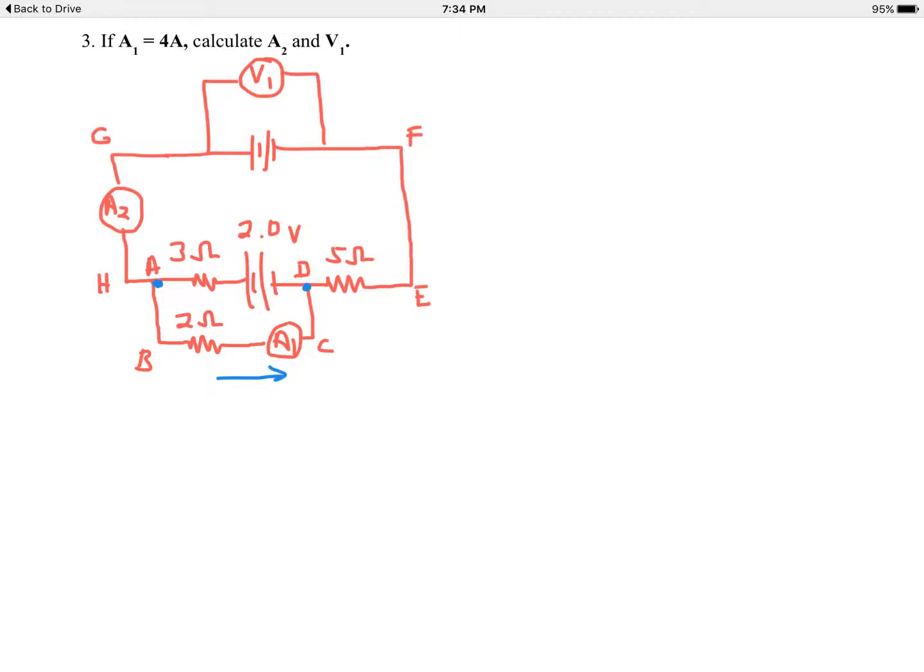And it tells you in the problem that A sub 1 is measuring 4 amps. In other words, that blue arrow that I have is a 4 amp current in that branch going from A to B to C to D. So the 2 ohm resistor has a 4 amp current.